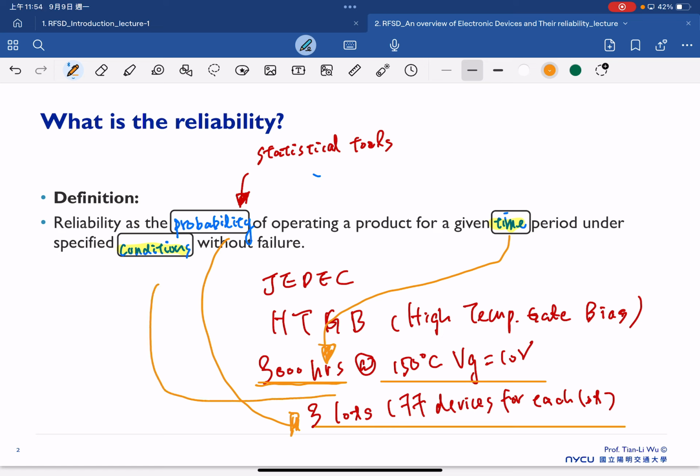So this is our testing condition. Now you see, when we talk about reliability, we always have to consider the testing condition, the time factor, and how you consider the probability here. So the JEDEC standard is a very nice example that completely follows the pure definition of reliability.